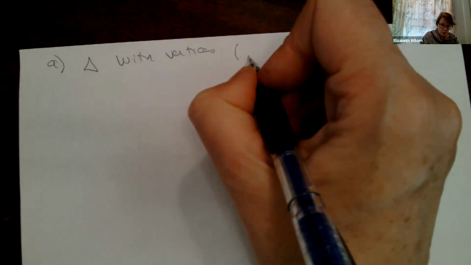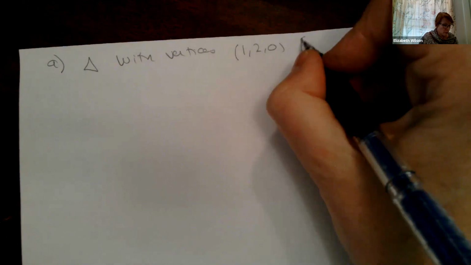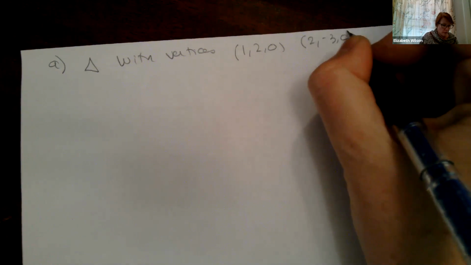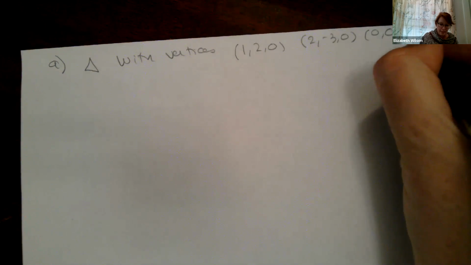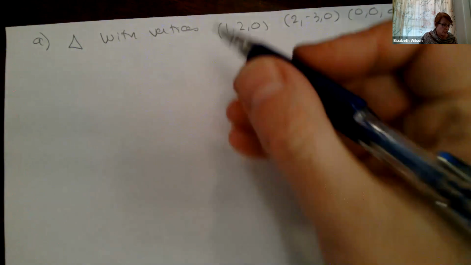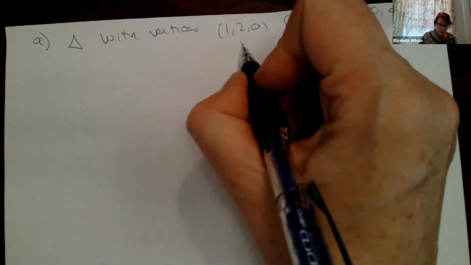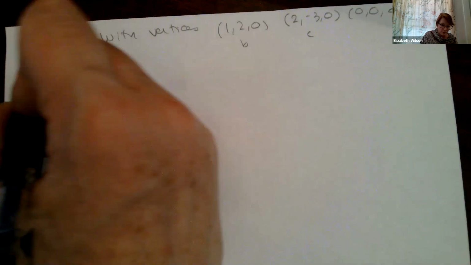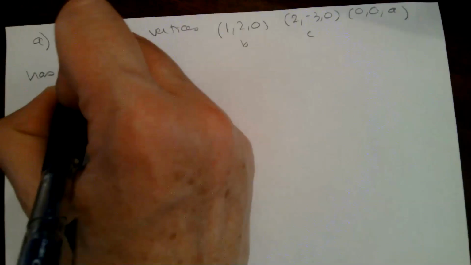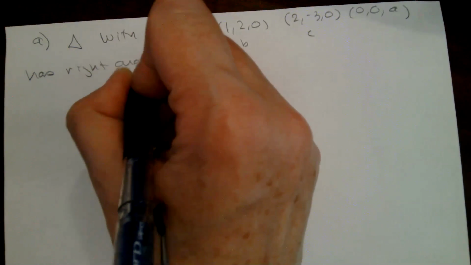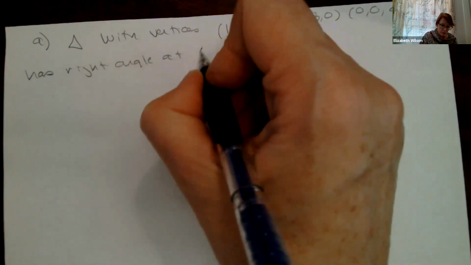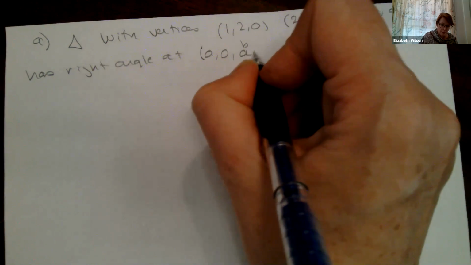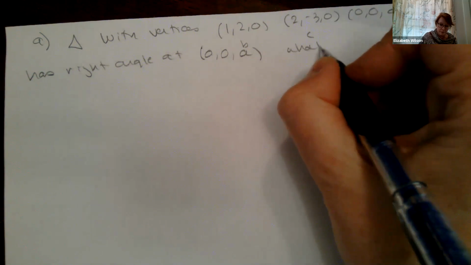Let's see, (1, 2, 0), (2, -3, 0), and (0, 0, A). Right, this is what we're given. And I called this B and I called this C just so I could keep track. And it has a right angle at (0, 0, A). And we want to know what is A.